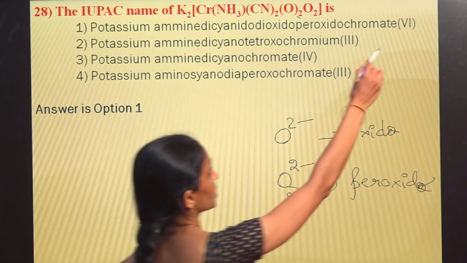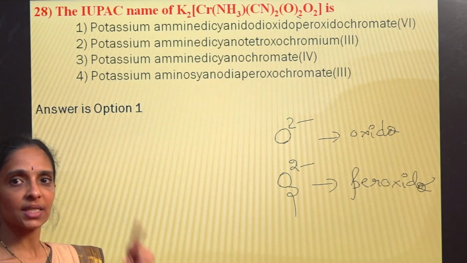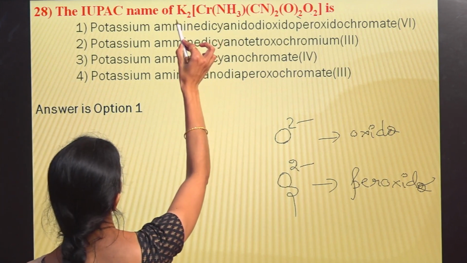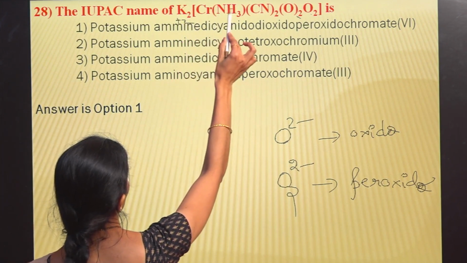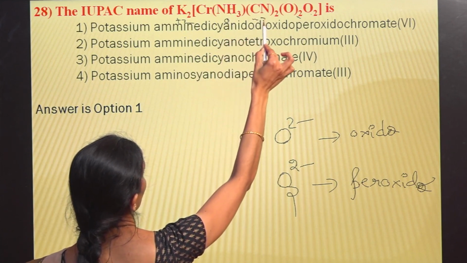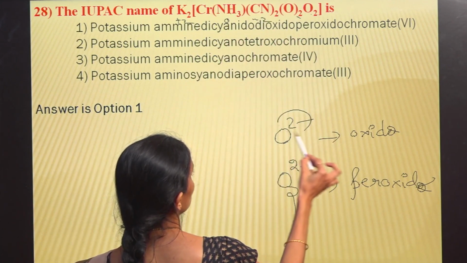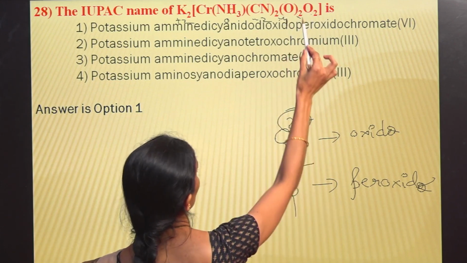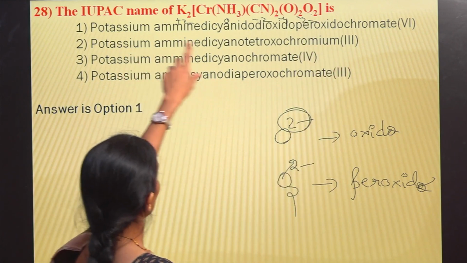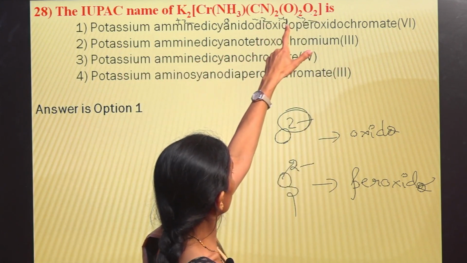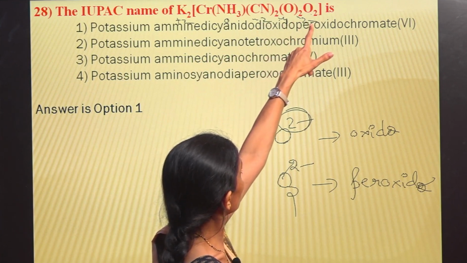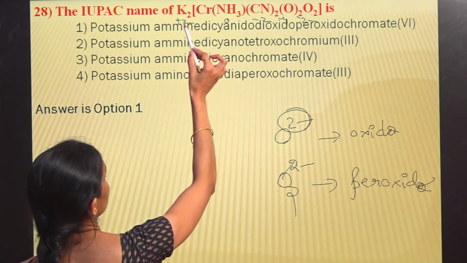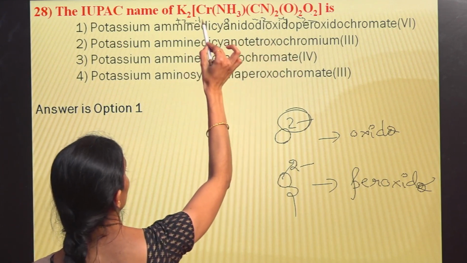Now let's check the oxidation state once. If that also matches, option 1 itself is the answer. While checking the oxidation state, you see this is +2 from potassium, this is neutral, and this is -2. I told you oxido is 2 minus, and there are two, hence -4. Peroxide is 2 minus. So totally how much does it become? -2 minus 4 is -6, again -2 is -8, and there is a +2 over here, which makes it -6. That is why chromium should be +6.